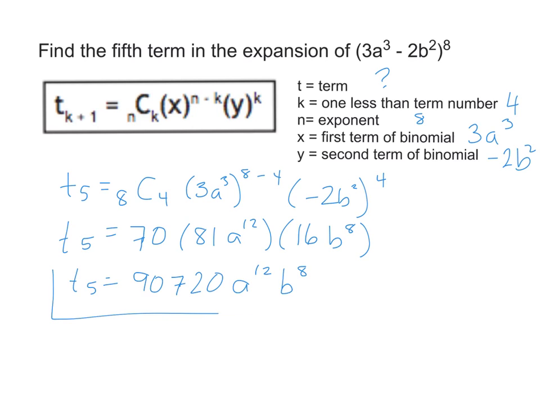And that's the answer. If you expanded that whole thing, the 3a cubed minus 2b squared to the power of 8, the fifth term that you got in the expansion would be that, 90,720 a to the power of 12, b to the power of 8.